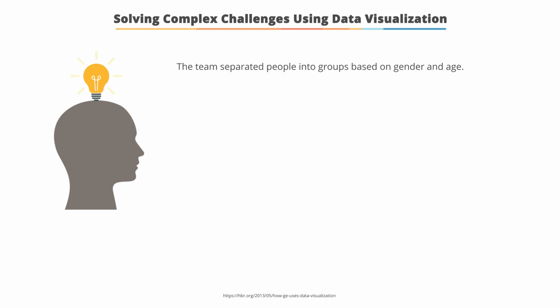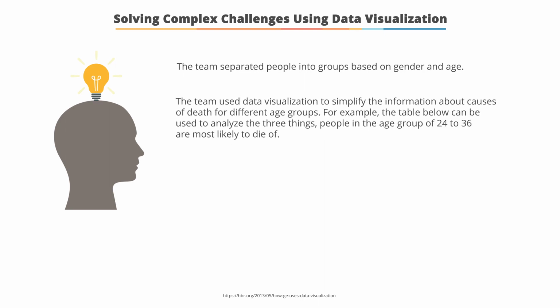So how do we want to visualize the data? What is the best way that people can digest and understand it? So they decided to break it up by gender and age. This team used data visualization to simplify the information about causes of death for different age groups. For example, if you were in the age group of 24 to 36, you could use this table to understand the 3 things you're most likely to die of.